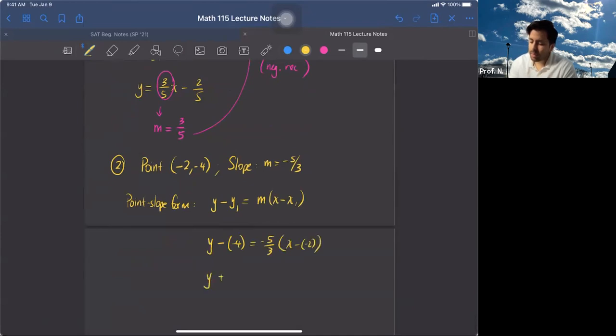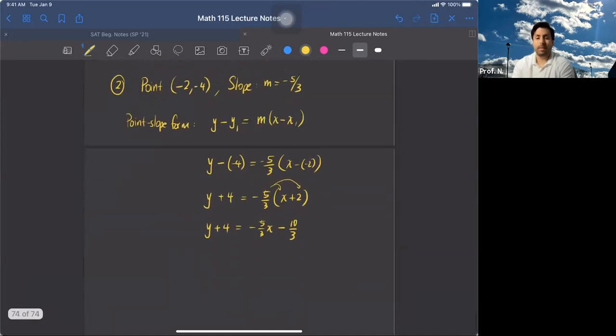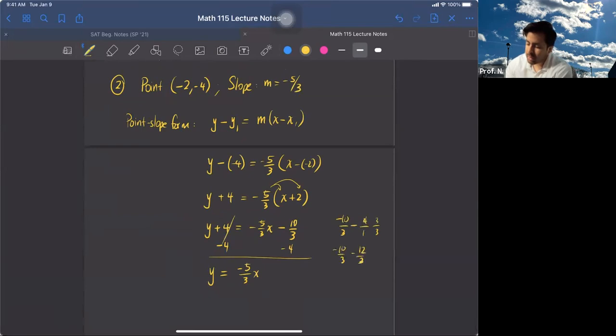y minus -4 is y plus 4 equals -5/3 times x plus 2. And remember, we have to distribute. So this will be -10/3. Get y by itself. Subtract 4. So I get that y is equal to -5/3 x minus 10/3 minus 4/1. Multiply this by 3. -10/3 minus 12/3. And I get -22/3. So this is -5/3 x minus 22/3.